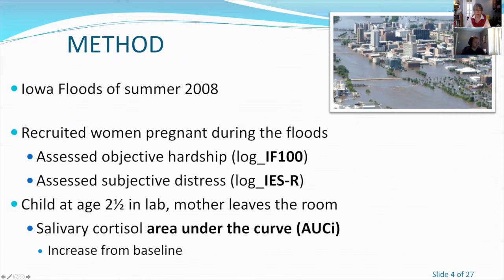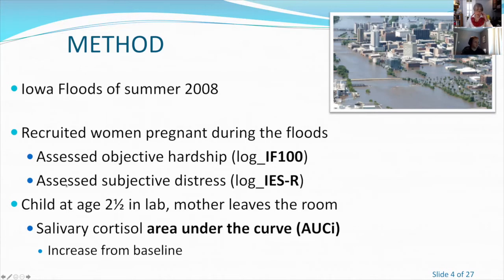So we recruited women who had been pregnant during the floods because we piggybacked on an existing study of pregnant women. We were up and running to recruit women within weeks of the floods. And so right away, we assessed each woman's level of objective hardship. So we created a scale that we called the Iowa Flood 100, the IF 100, because it was quite skewed. We had to take a log transformation of it. So when you see the log IF 100, that's the objective hardship that the women went through.